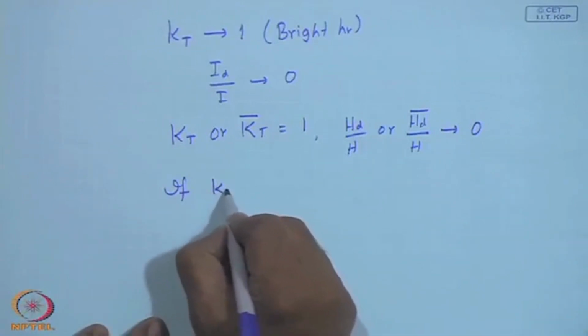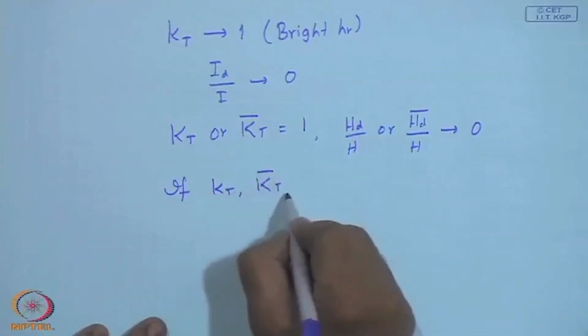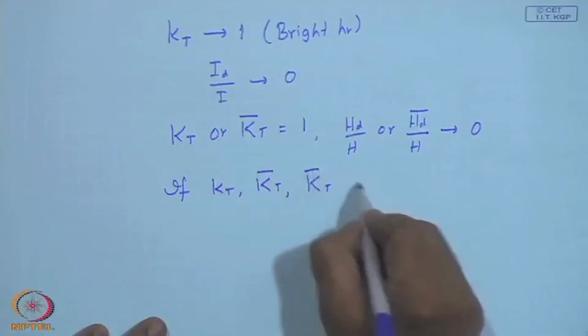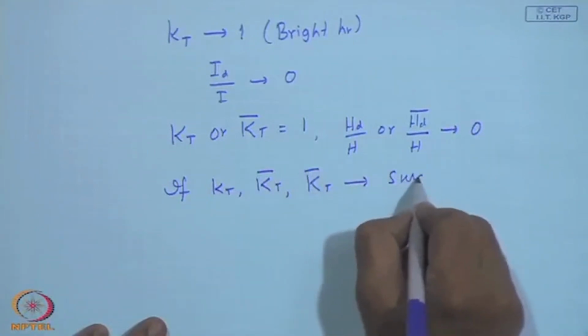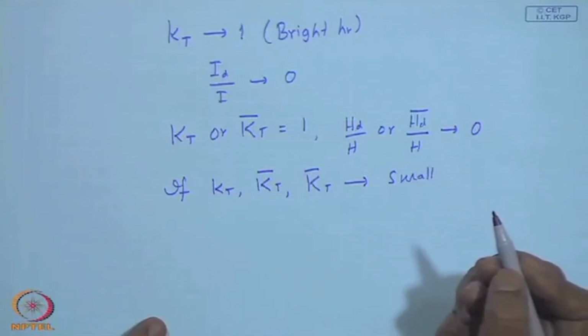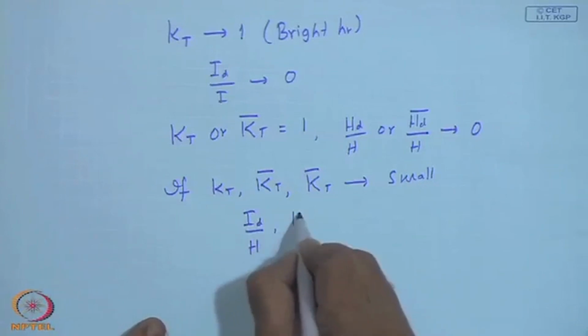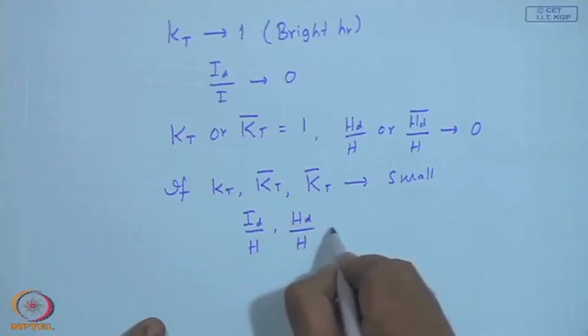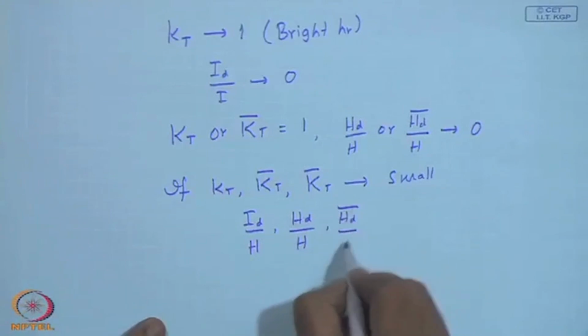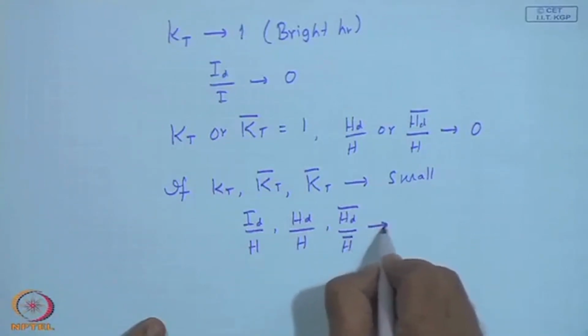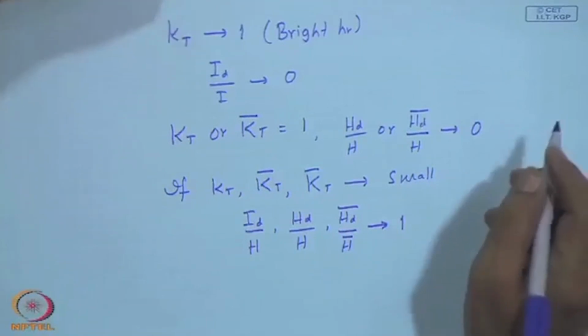If K_T, capital K_T, small, I will not write 0, okay. Then I can expect this diffuse fraction tends to be unity. Why I did not say 0 is, then I itself is 0, and if I is 0, I_d is 0. So I will get into a mathematical difficulty of indeterminate form, right.